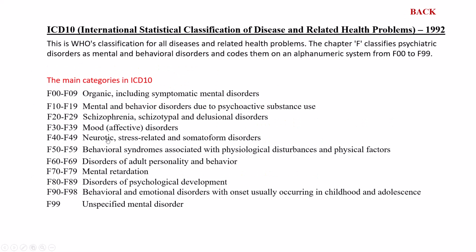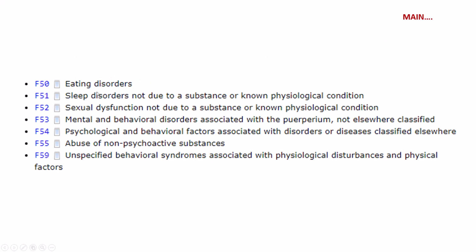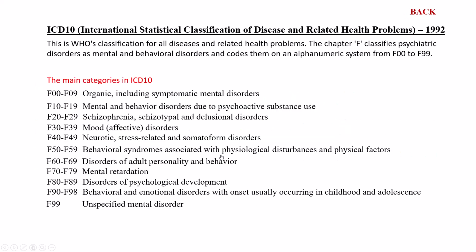F40 to F49 is neurotic, stress-related disorders, which we have just seen. And F50 to F59 is behavioral syndromes associated with physiological disturbances and physical factors. If there is any physical disturbance, and based on that the patient exhibits abnormal psychiatric behaviors, then we classify it here. For example, eating disorders are related to physical disturbance. If they are fat, they will eat more food and try to vomit because they want to maintain or reduce their weight or body size. Then sexual dysfunction and sleep disorders also come under these behavioral syndromes.